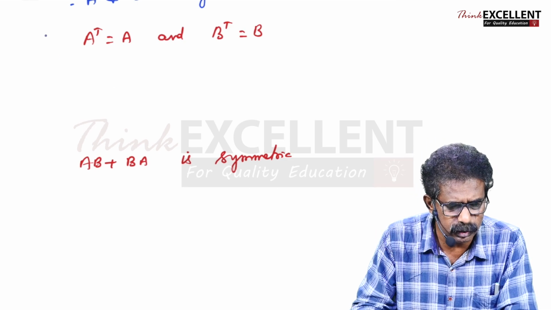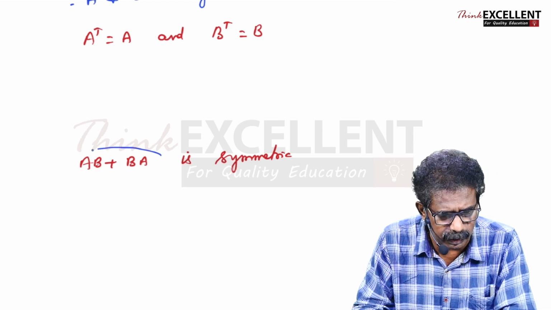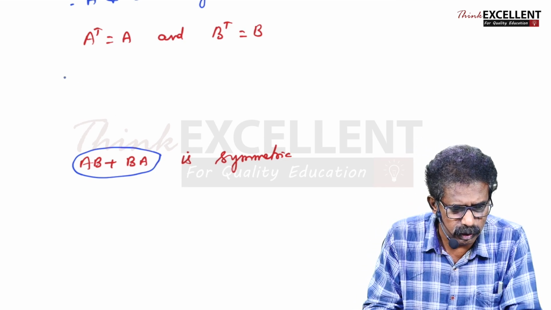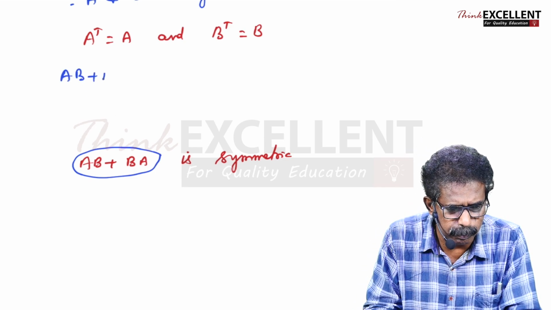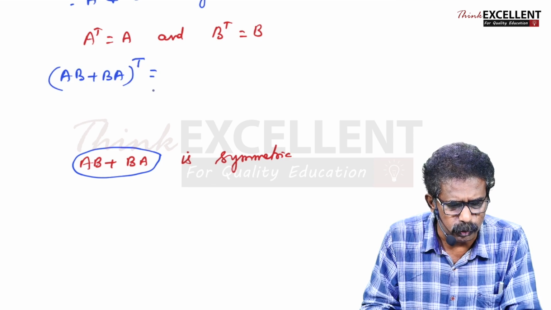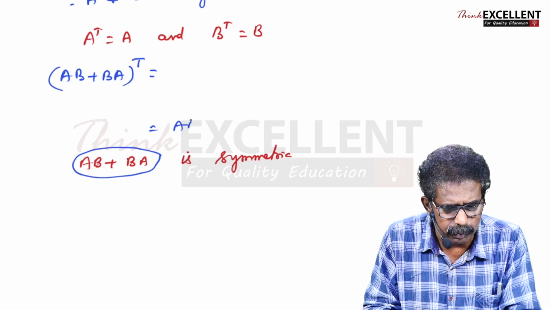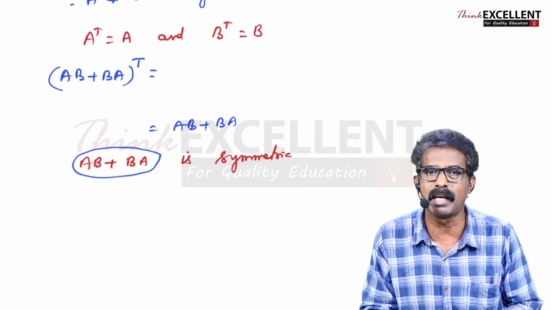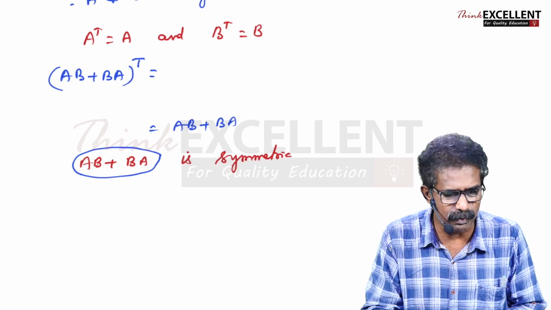So what do you want to prove? Which one do you want to prove symmetric? We want to prove this as symmetric, right? So take the transpose of that. So AB plus BA transpose you take and you are supposed to get what? AB plus BA itself. If you are able to prove this, you say AB plus BA is what? Symmetric. Now let us see how to do this.